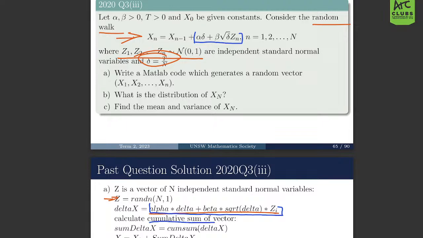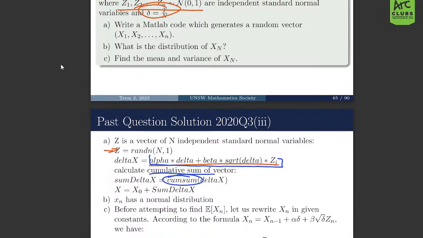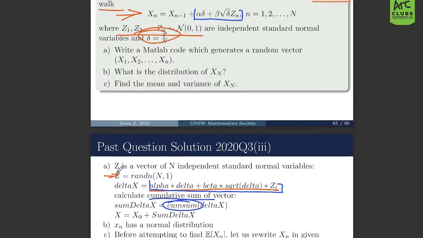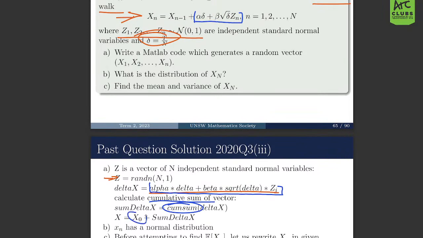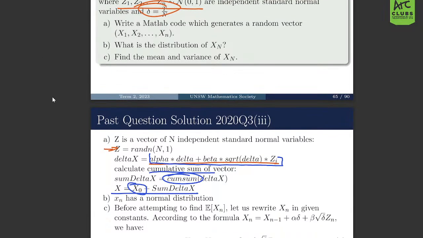which is called the cumulative sum function. It basically just calculates the cumulative sum of a vector. So let's say if we have a vector of e1, e2, e3, it just calculates e1, then e1 plus e2, then e1 plus e2 plus e3, etc. And finally, we add X0, which is our initial value, onto the value, and we obtain what we want from the question. So pretty simple thing to do.